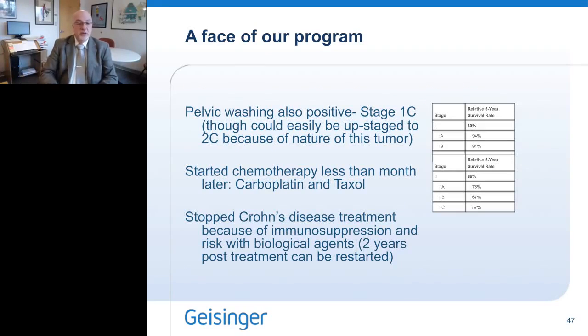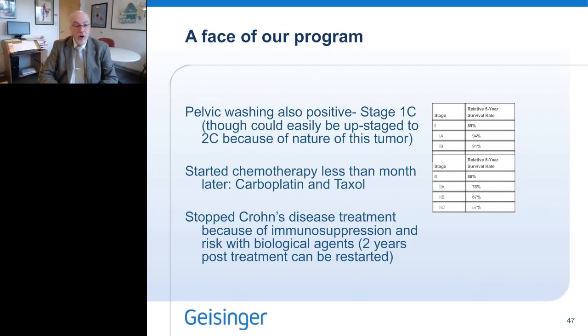A pelvic washing was also positive, and this would stage the tumor at either a 1C, although there was the potential to upstage it to a 2C because of the pathology of the tumor. This individual was started on chemotherapy less than a month later with a combination of carboplatin and Taxol.